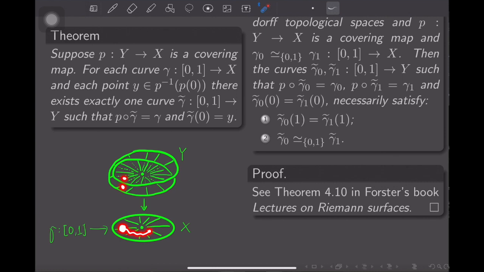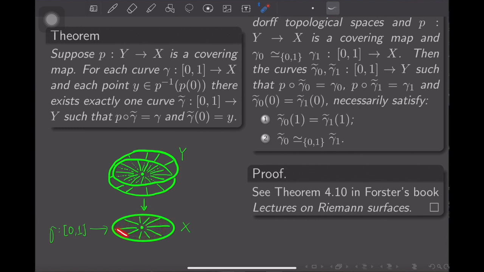So for this point, there is some curve that starts in the corresponding point in the inverse image and projects to gamma. And for this one, there's also a unique curve that starts in that point in the inverse image of my given starting point and projects to gamma. So for each curve and every point in the inverse image of the starting point, you can lift the curve in a unique way. Okay. So for instance, let me start again here, and then let's do this, which seems to go, at least intuitively, once around zero, right?